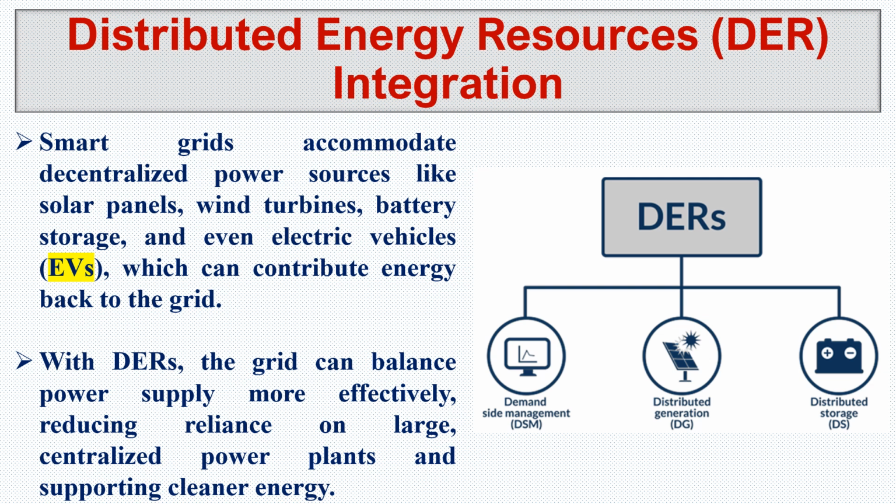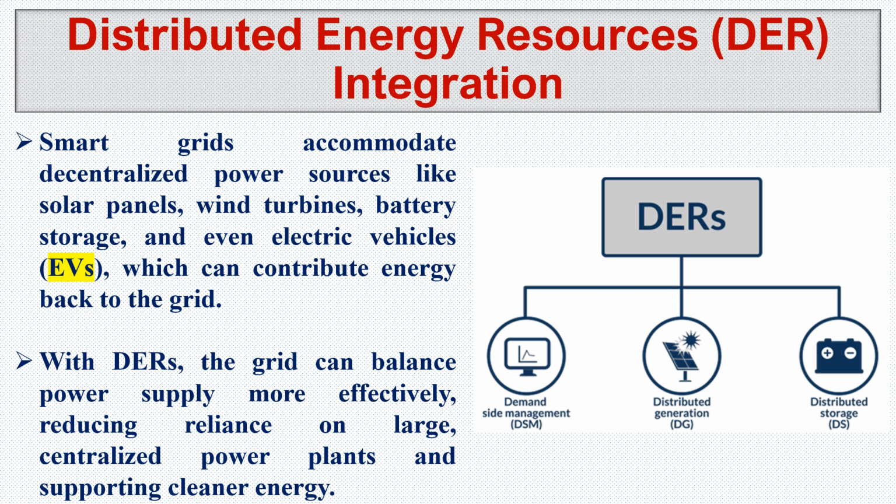Okay, distributed energy resources. Smart grids accommodate decentralized power sources like solar panels, wind turbines, battery storage, and even electric vehicles, which can contribute energy back to the grid. We already studied this. So we have solar panels and wind farms. All this we are locally generating and selling or exporting to the grid.